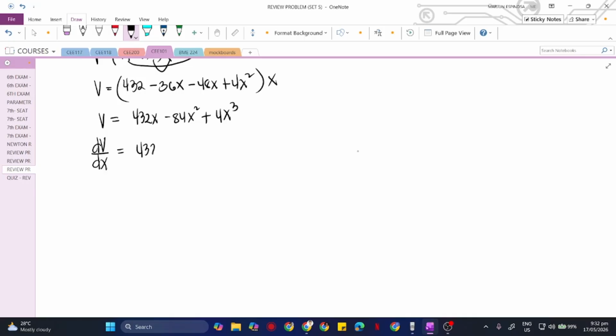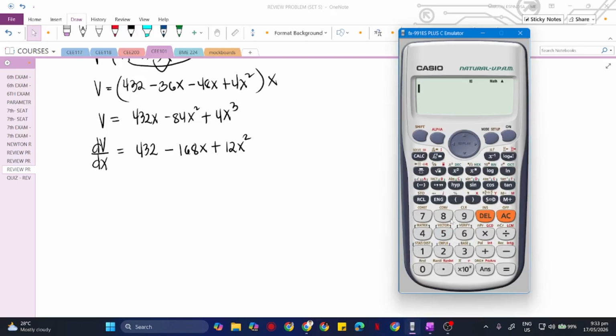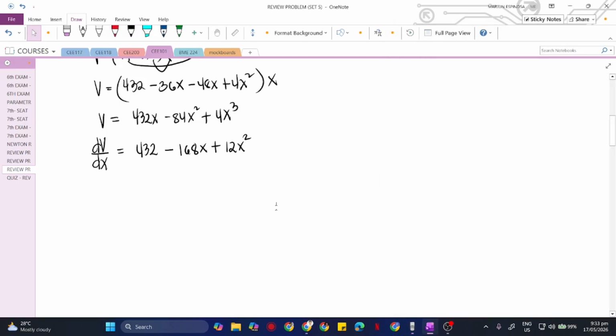So we can now proceed to taking the derivative of our volume with respect to x, and that would give us 432 minus 84 times 2, that would give us 168x, plus this one, 4 times 3, we have 12x squared. Let me just check. 84 times 2, that is 168. And then we will be equating this to 0 since we want to maximize the volume. What we need to find is the value of x.